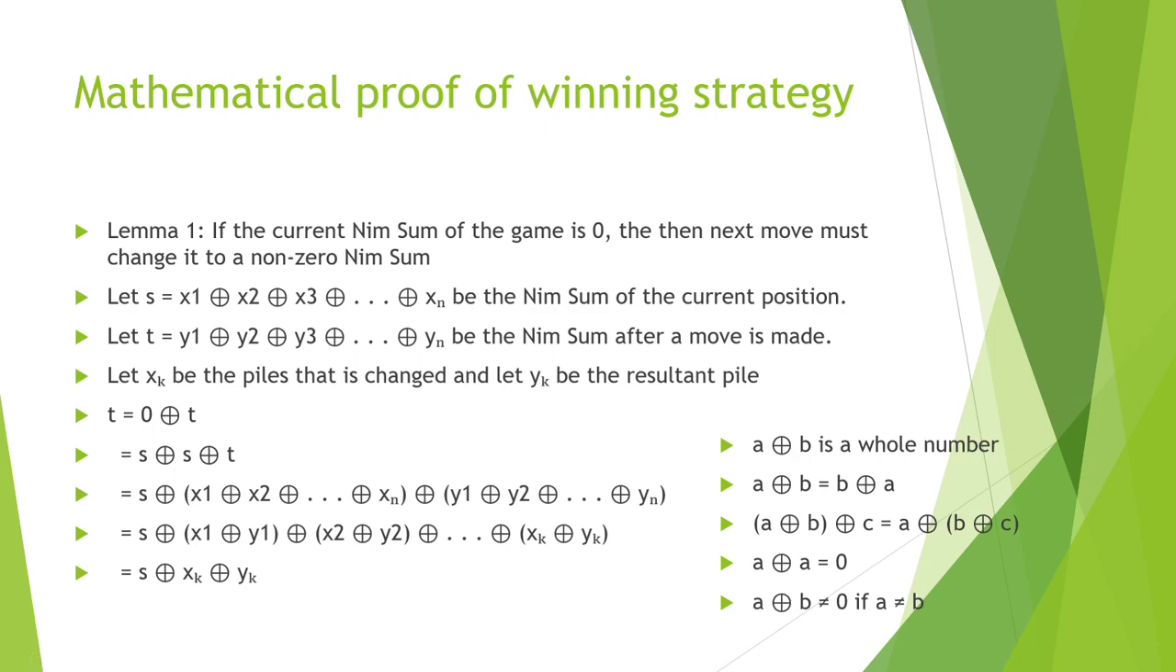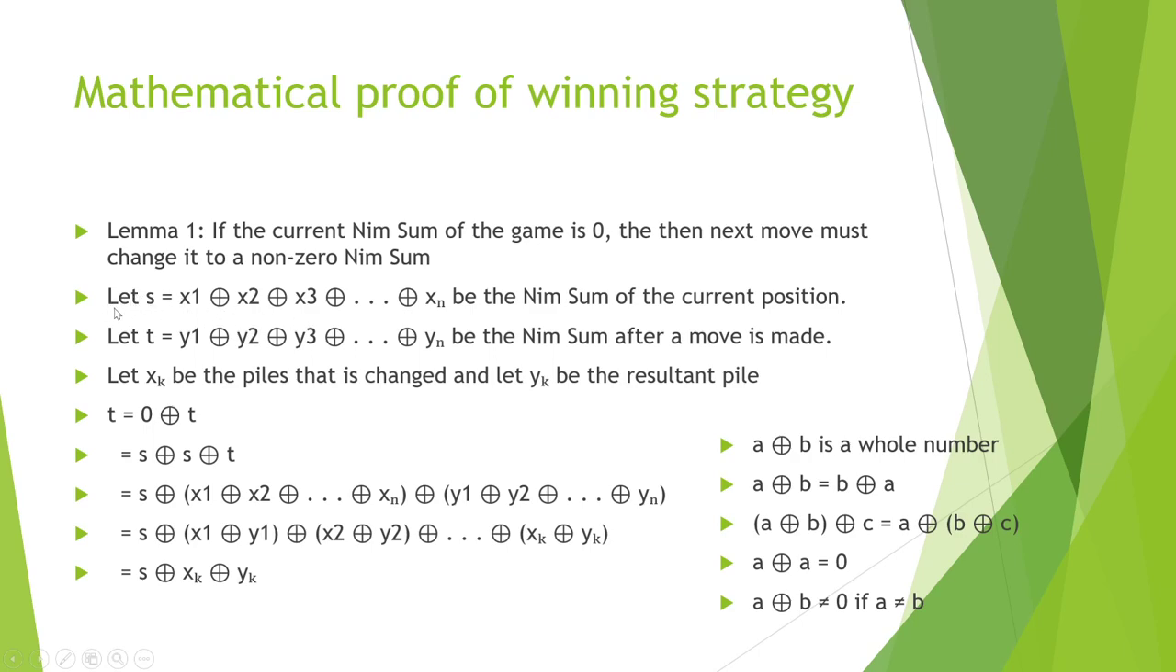So here comes our exciting winning strategy. To prove our winning strategy, we're going to break our theorem into lemmas. The first lemma says that if the current nim sum of the game is 0, then the next move must change it to a non-zero nim sum. How do we prove this?